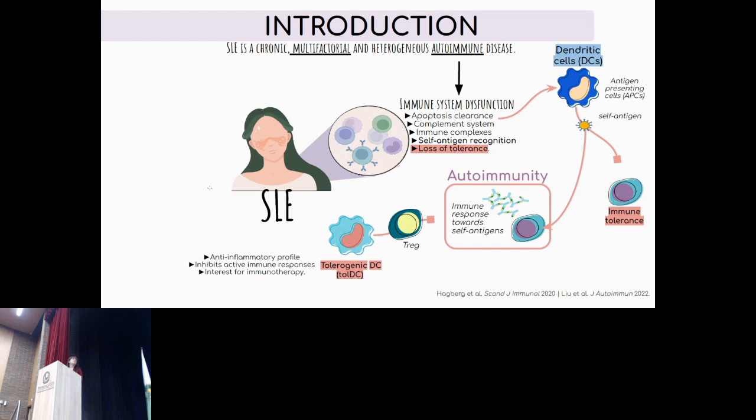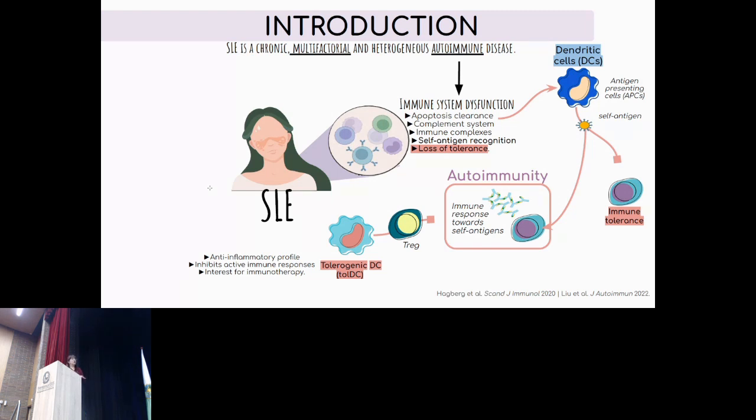But in cases such as lupus, this capacity to detect self-antigens is lost. So this leads to overstimulation of immune cells, an immune response towards self-antigens, and it can lead to autoimmune processes. In this sense, it's important to acknowledge that there are different subtypes of dendritic cells.